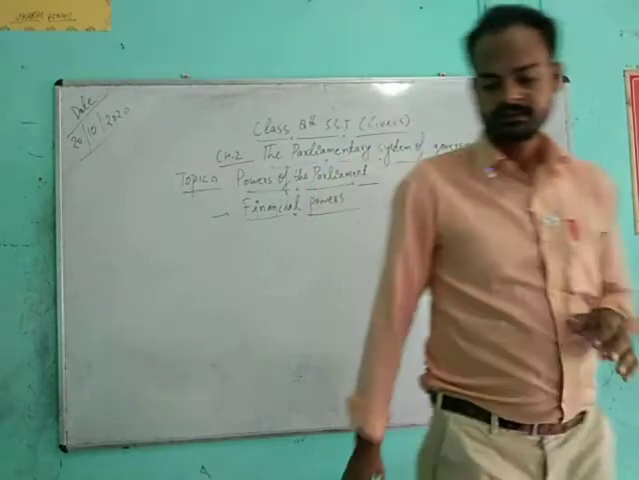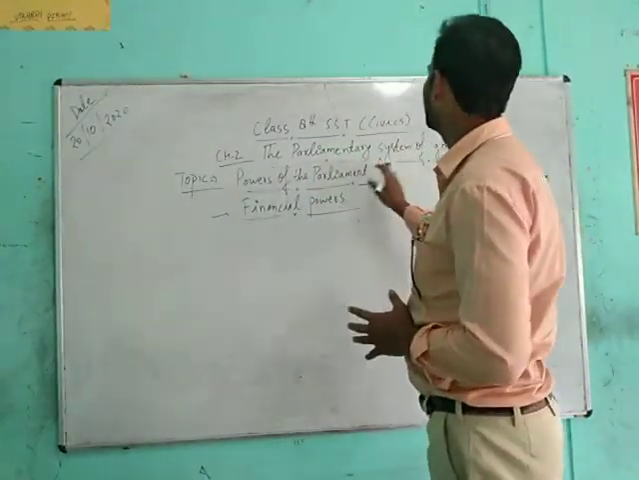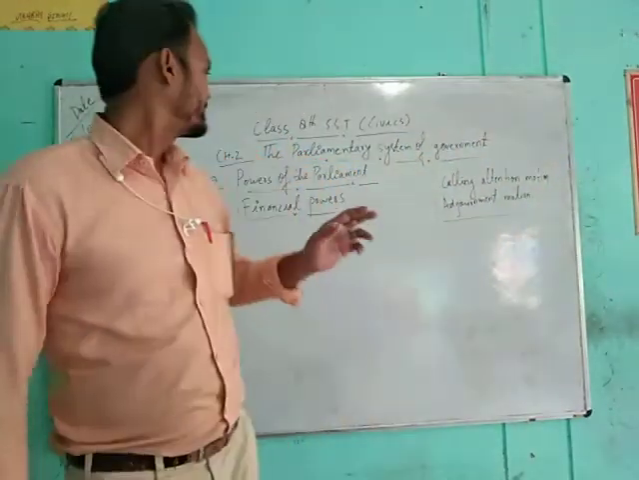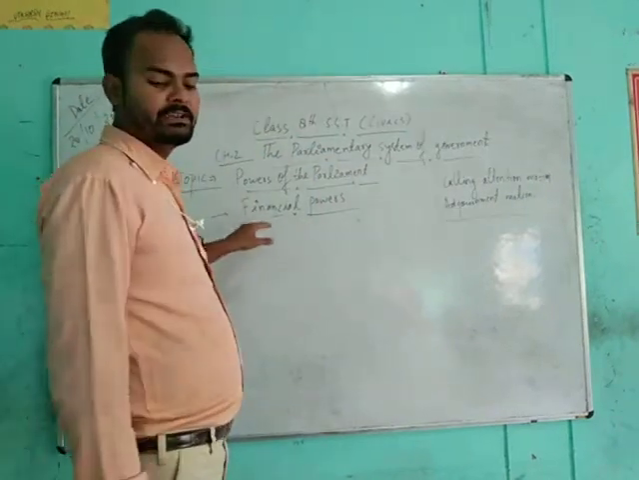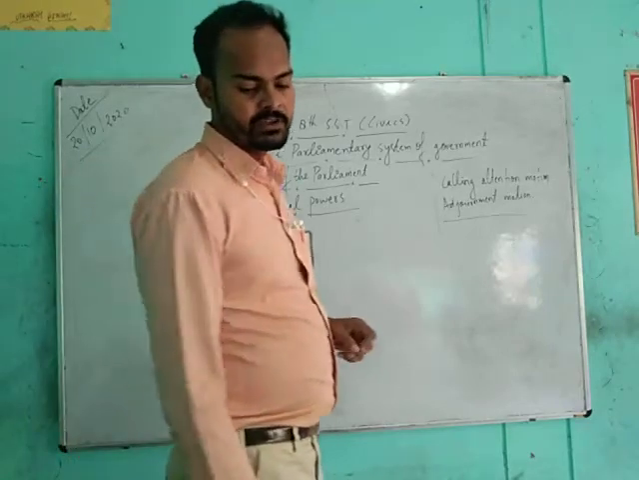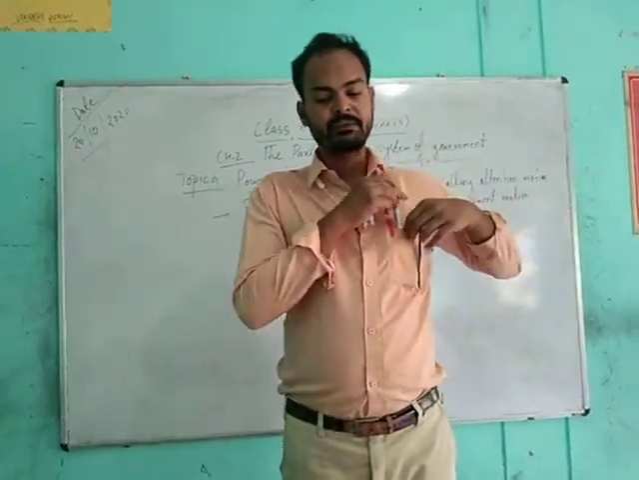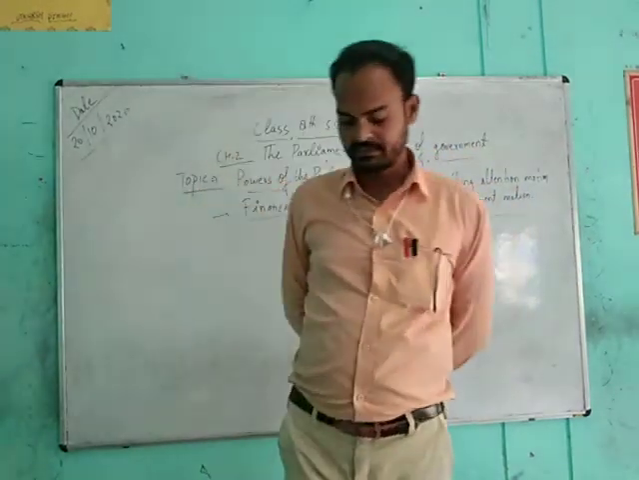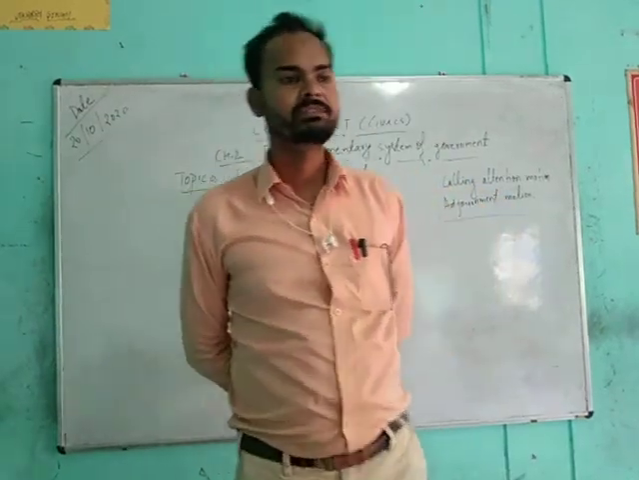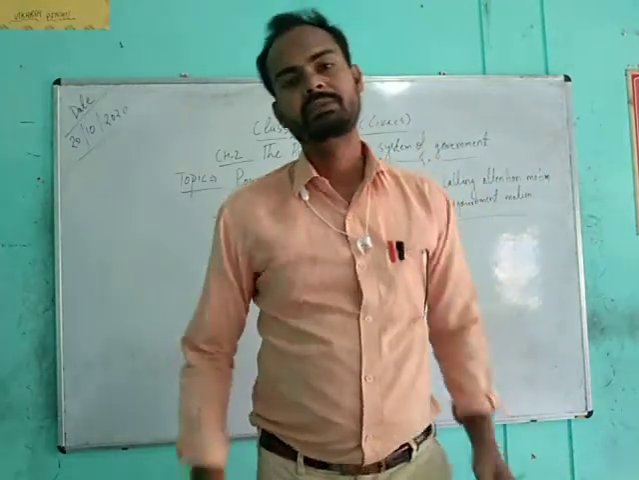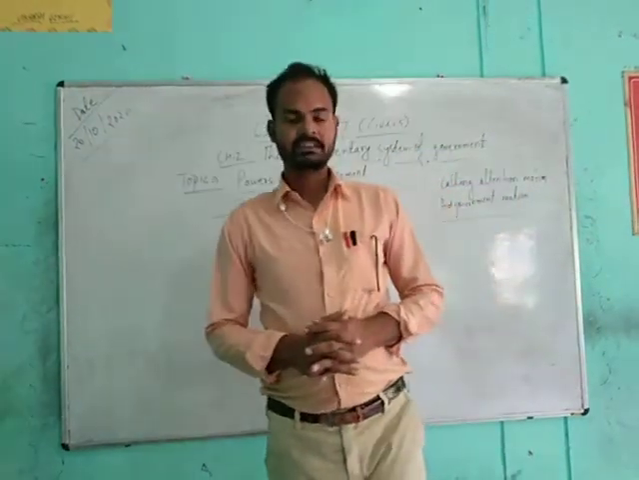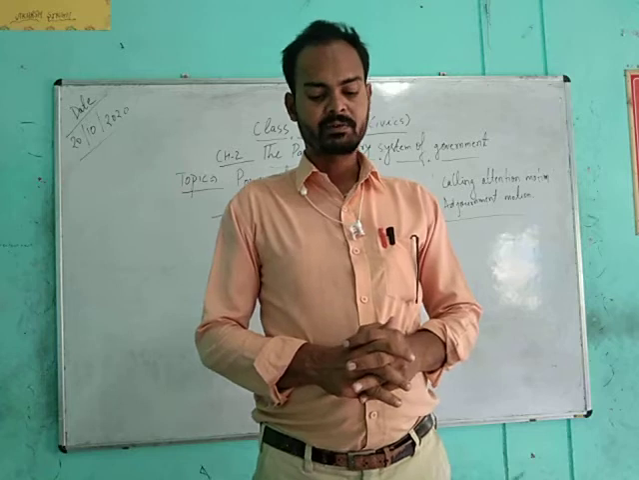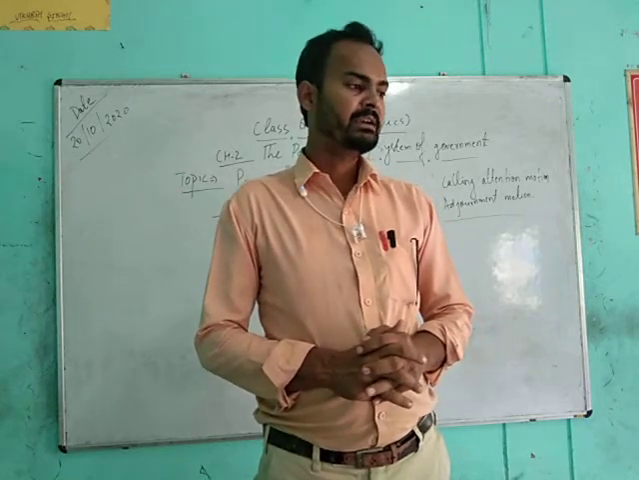And students, we are on the conclusion of chapter 2, the parliamentary system of government. Today's topic is powers of Parliament, and in that we are reading financial powers. In the previous video we discussed the powers of Parliament, including legislative powers, in which the law-making process takes place. All laws and policies are made by the legislative powers of Parliament, that is Lok Sabha and Rajya Sabha.